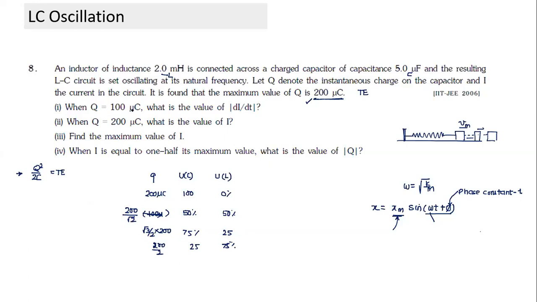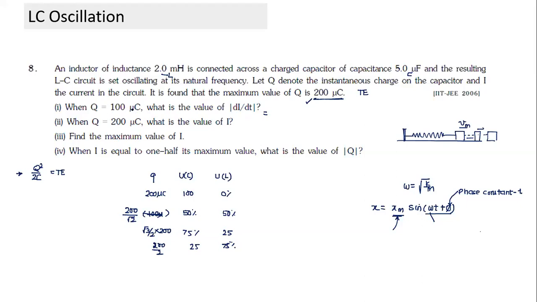When Q is equal to 100 microcoulomb, what is the value of dI by dt? Can you think and how do you find an answer for this, Amrita? Q is given as 100. What is the value of dI by dt? How do I find dI by dt? Is there any equation which relates Q to dI by dt? Anita, can you tell me what is the value of dI by dt when Q is equal to 100? Not sure. Hemant?